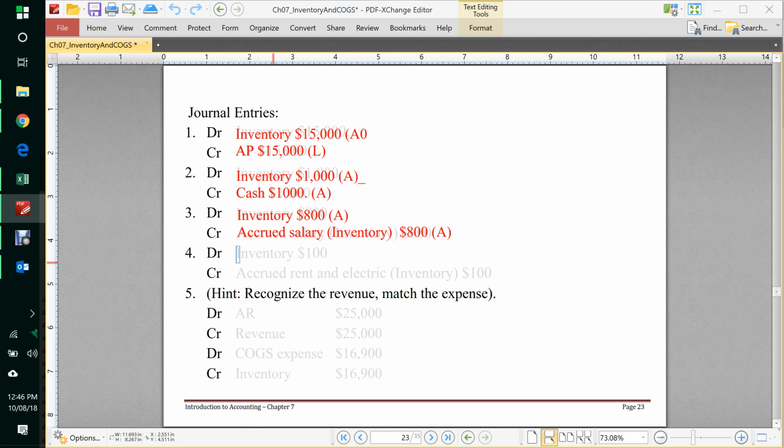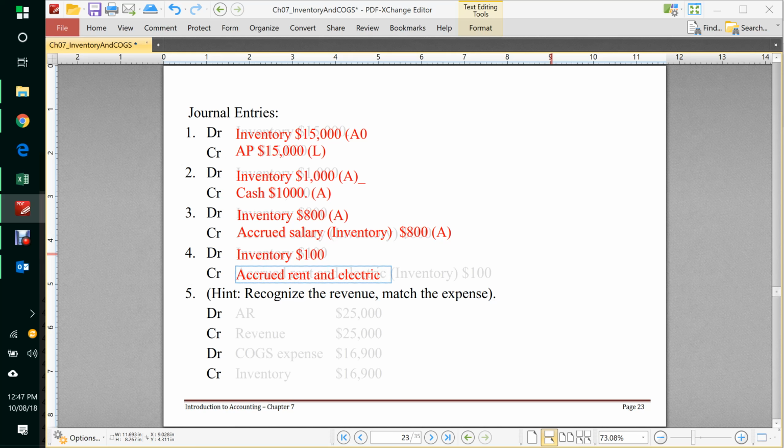And then down here we have the rent and electric for the shop for the 2-day period. That was $100. Definitely rent for the shop is included because the shop is absolutely necessary to convert this, and the electric, same deal. Need the lighting in the shop, need the electricity for power tools, all that stuff. And that was not paid either, so that's going to be accrued rent and electric liability.